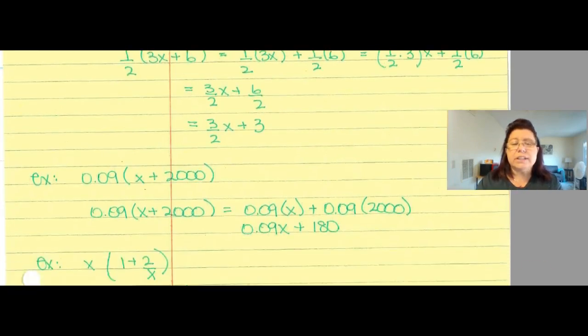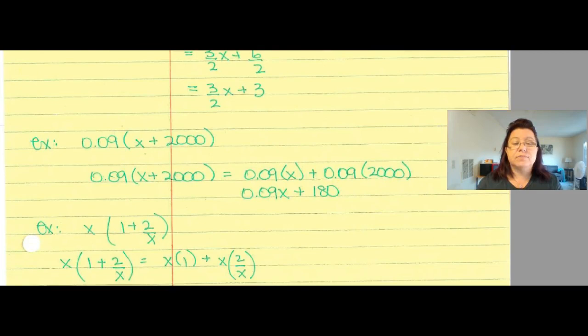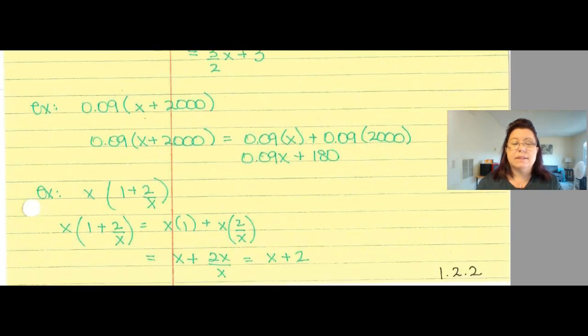Now, it doesn't mean that you always have to have a constant value on the outside, a number on the outside. You could have a variable. Still works. We still can use the distributive property. This time I have x times the quantity 1 plus 2 over x. I'm going to distribute that x over the 1, as well as the 2 over x. So x times 1 plus x times 2 over x, giving me x plus 2x over x, and then of course I want to reduce again. I am assuming that x is not 0 because we don't want 0 in the denominator.